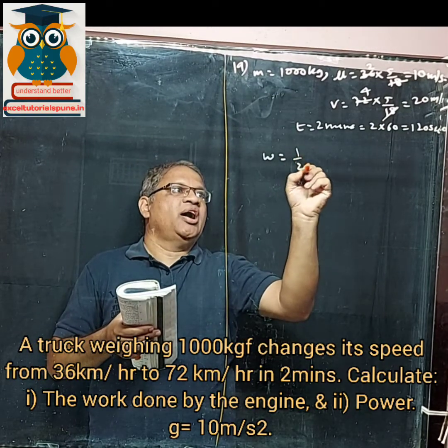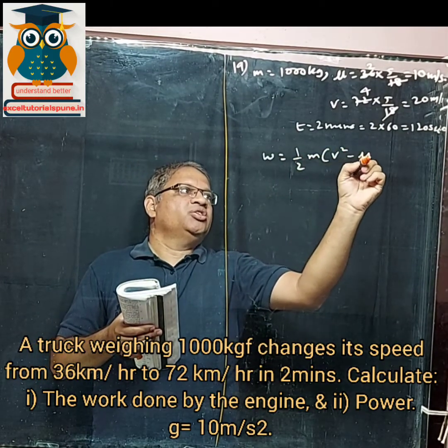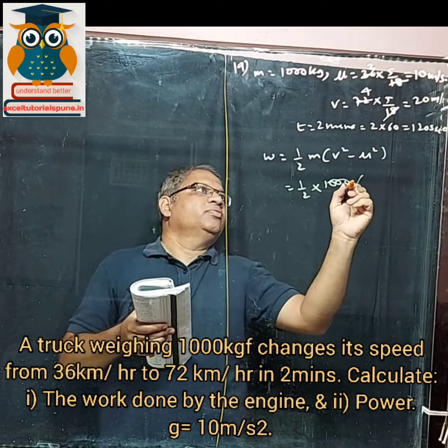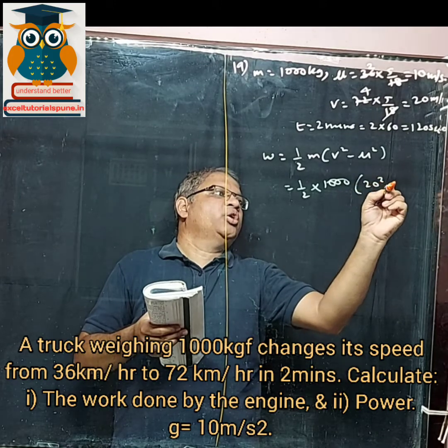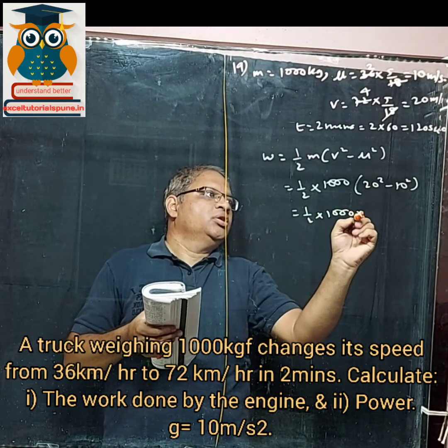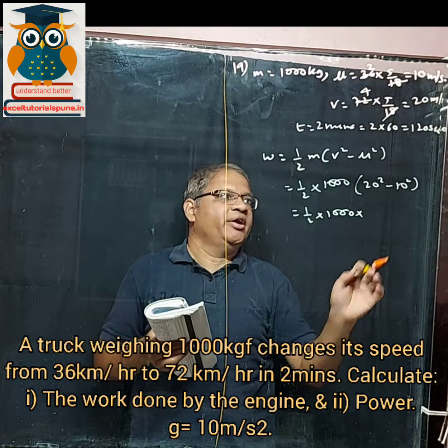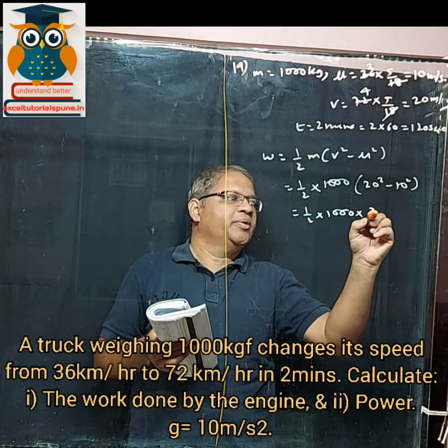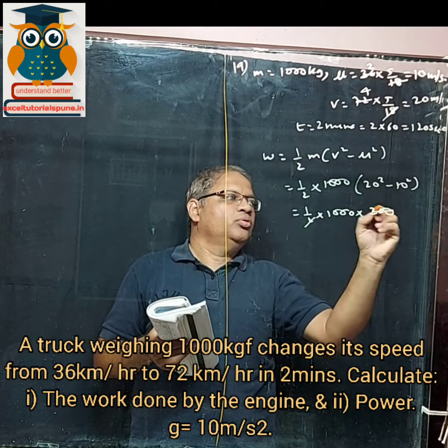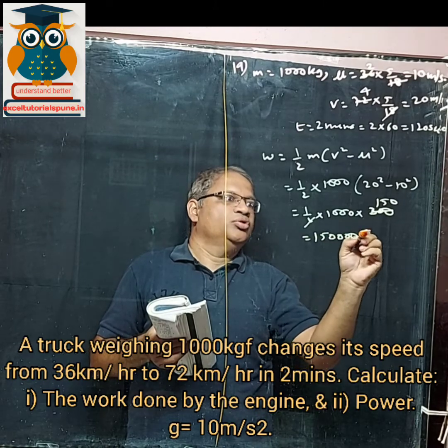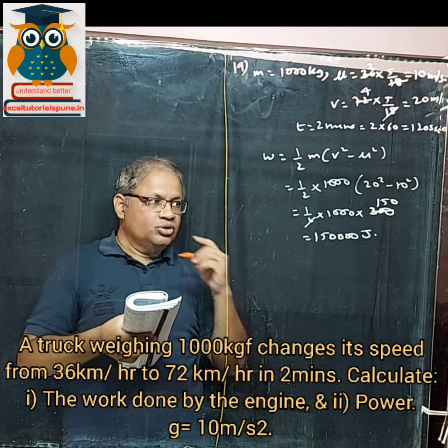W is equal to half m v square minus u square. Half mass is 1000, v square minus u square, 20 square minus 10 square. Half into 1000 into 20 square is 400, 10 square is 100. 400 minus 100 is how much? 300. So 150 into 1000, joules.